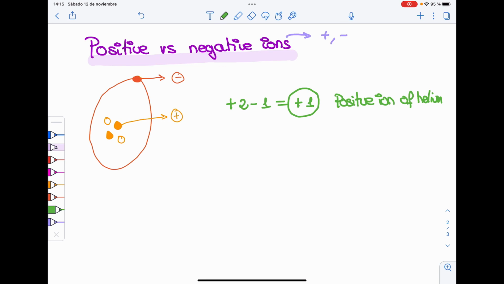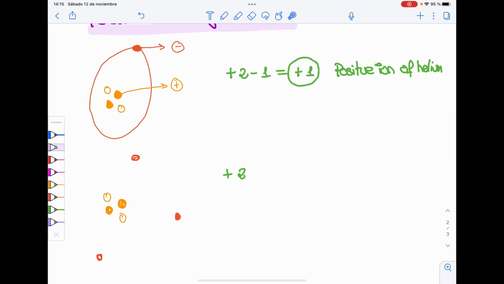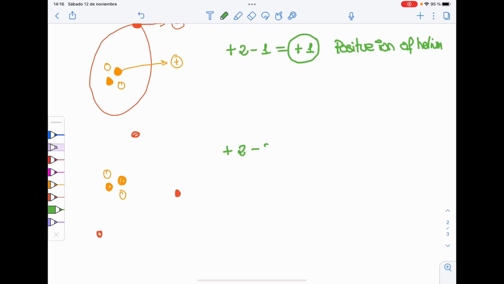So imagine now that instead of having only 1 electron, I'm going to have now 3 electrons. So 1 here, another here, and then another on the outside here. So I have plus 2, because I have 2 protons, and I'm going to have minus 3, as I have 3 electrons. So the total charge of this is going to be minus 1. It is negative, so I'm going to call this a negative ion of helium.